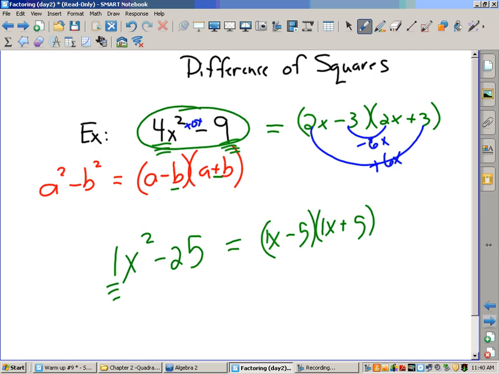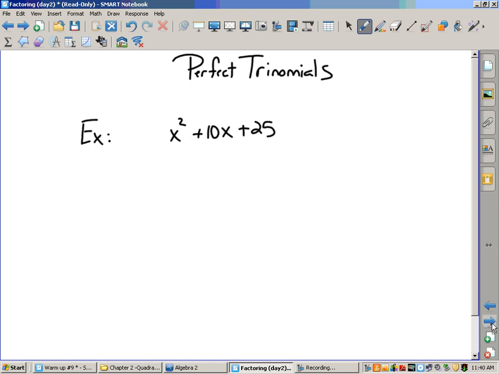Okay. Number 6. Now, the only thing different between this one and the last one is this. Do the inside terms cancel each other out? They do not.